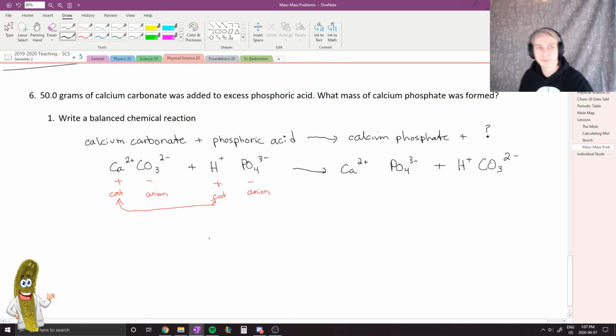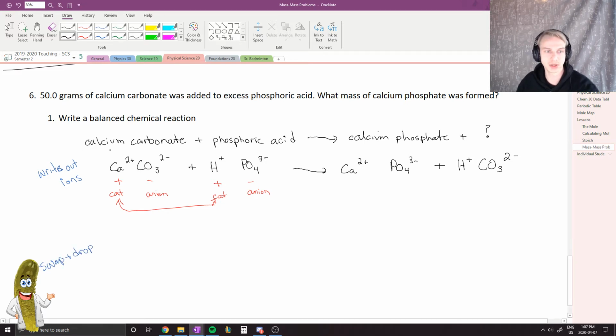So all I've done right now is I've just written out all of the ions that I have. I haven't actually swapped and dropped anything. That's going to be my next step. And then the step after that is going to be writing out the balanced equation. So this is just writing out the ions. The next step is going to be swapping and dropping.